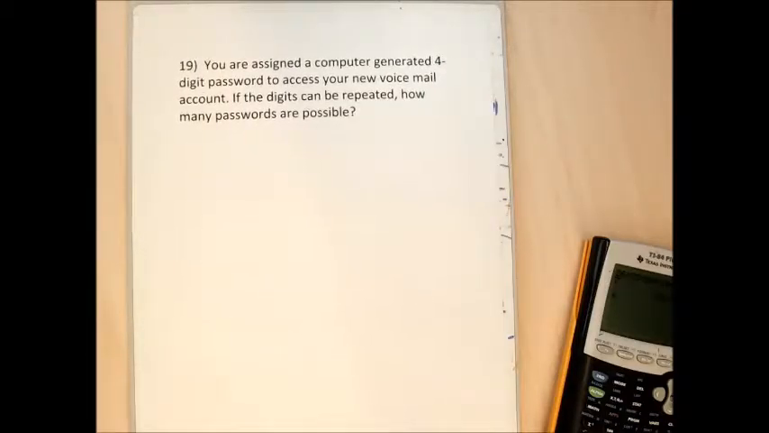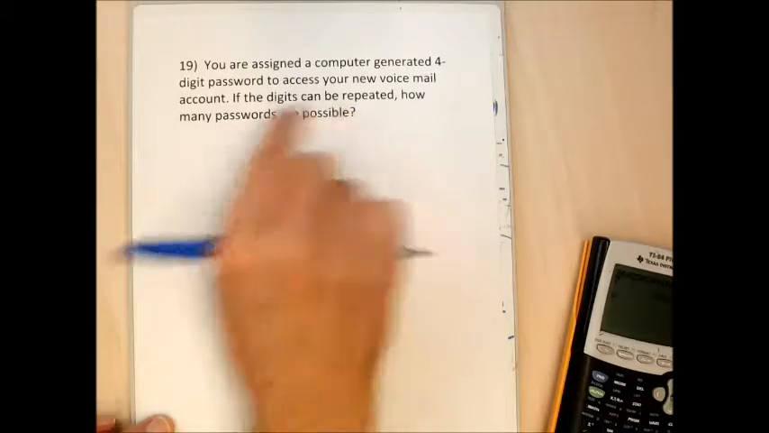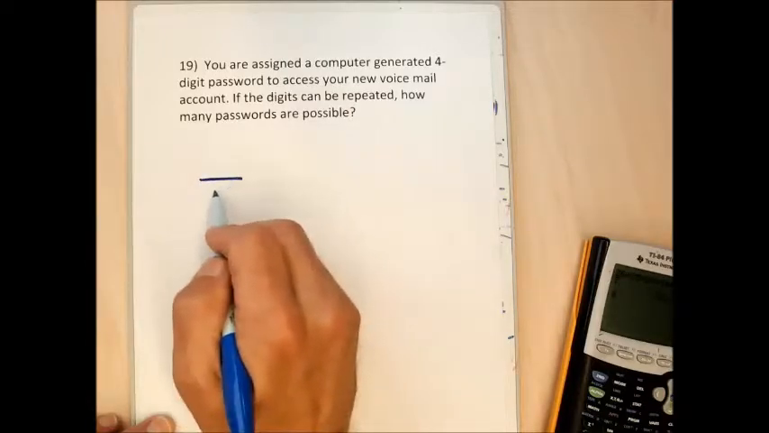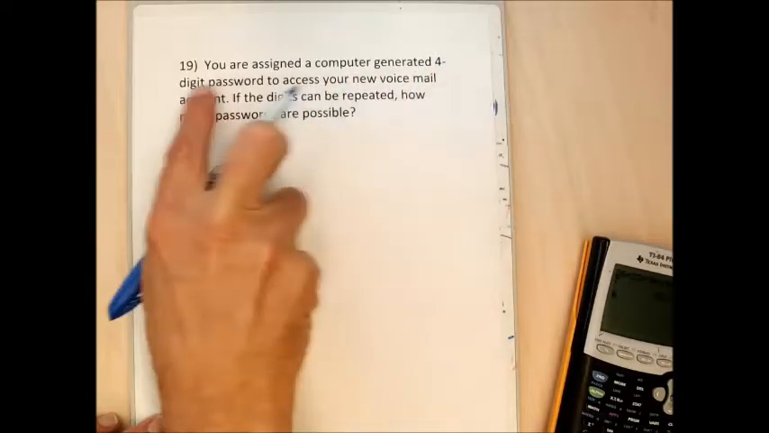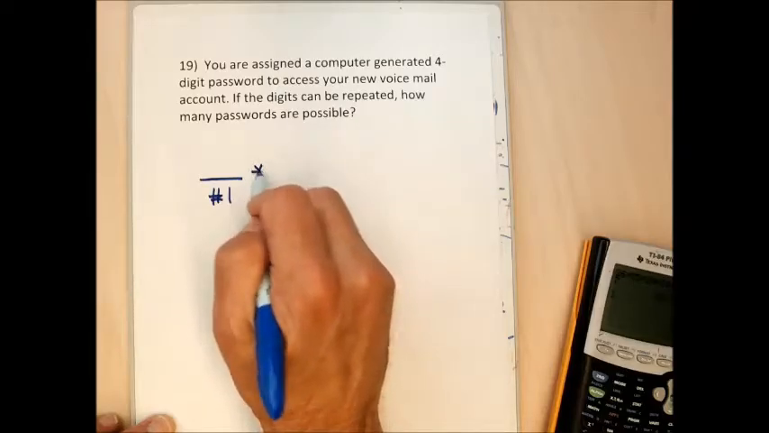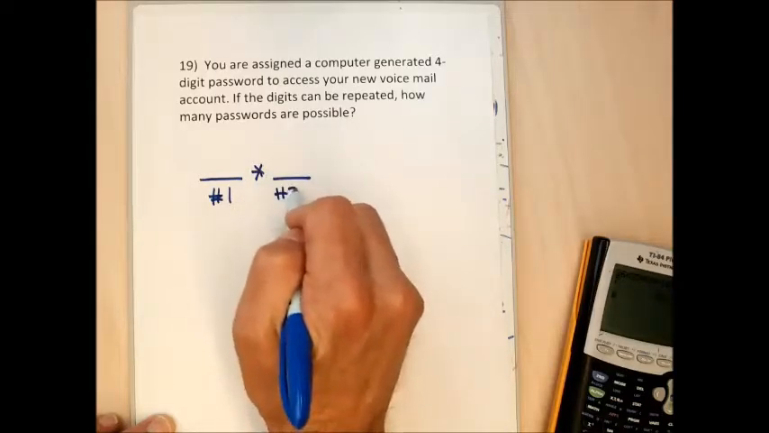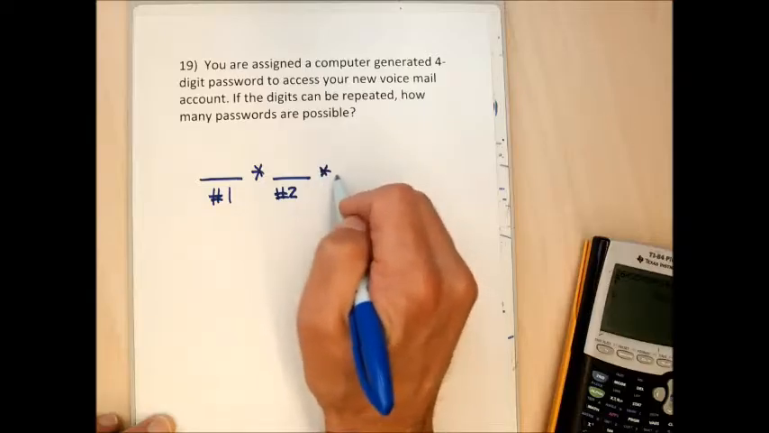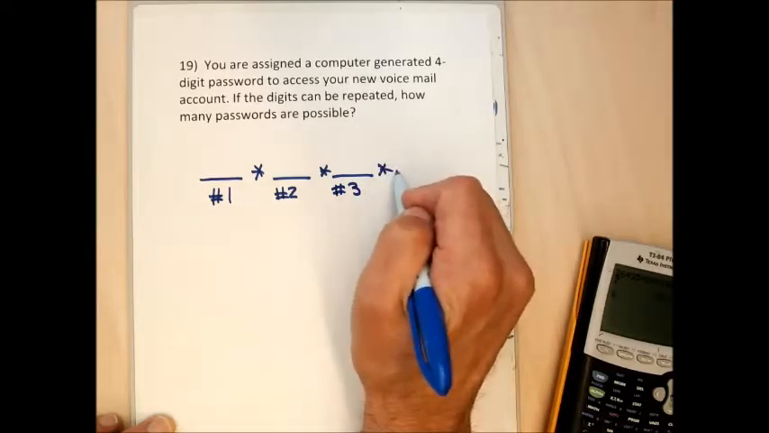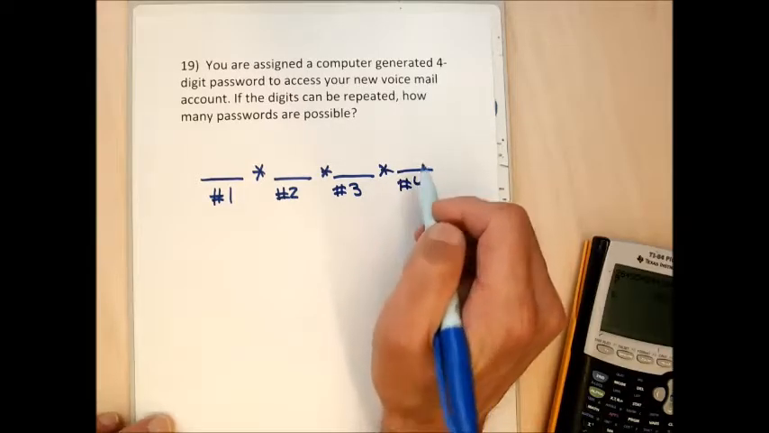So you are assigned a computer-generated 4-digit password for your new voicemail. If the digits can be repeated, how many passwords are possible? So I'll get it started for you. Your experiments are picking the first number for your 4-digit, assuming it's all numbers, then you have a 4-number password. So you have to pick the first number. You have to pick the second number for your password. You have to pick the third number for your password as the third experiment. The fourth experiment is picking the 4th number.